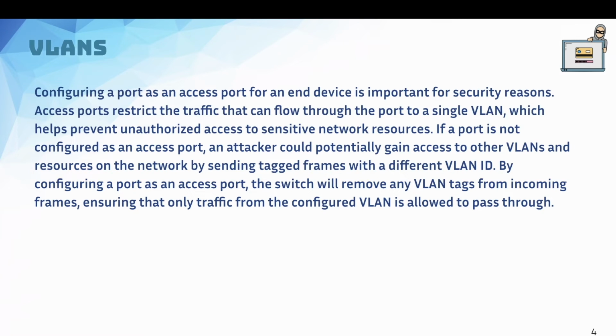Access ports restrict the traffic that can flow through the port to a single VLAN, which helps prevent unauthorized access to sensitive network resources. If a port is not configured as an access port, an attacker could potentially gain access to other VLANs and resources on the network by sending tagged frames with a different VLAN ID. By configuring a port as an access port, the switch will remove any VLAN tags from incoming frames, and this ensures that only traffic from the configured VLAN is allowed to pass through.